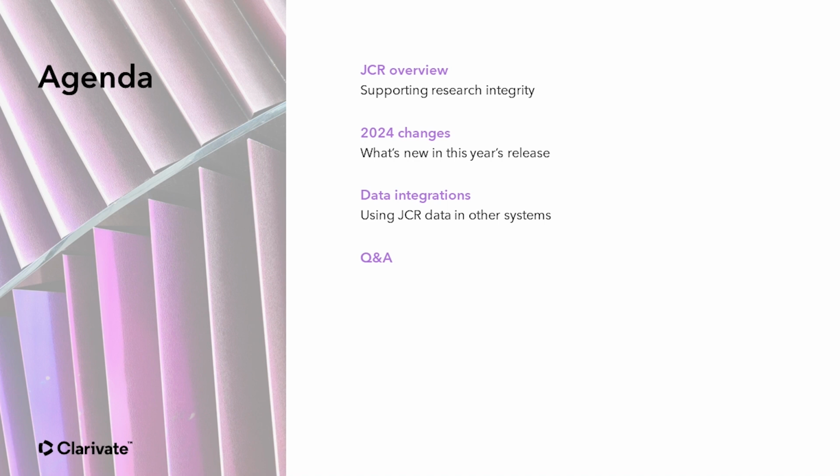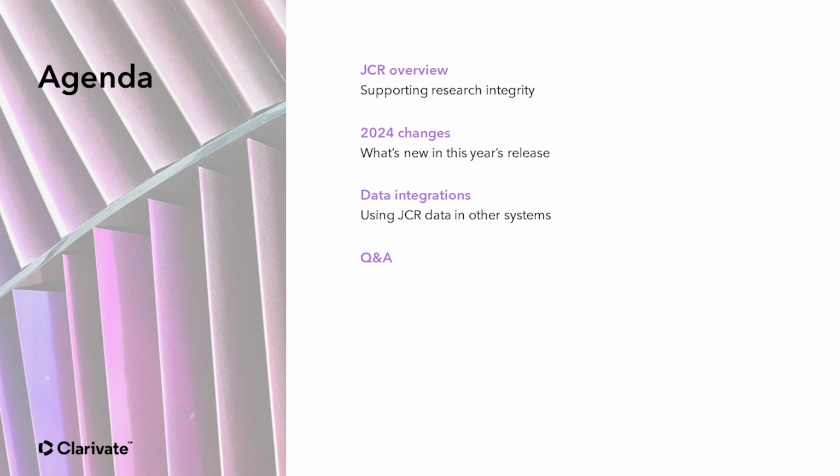So I'll start with the Journal Citation Reports, or JCR, overview and how JCR can help you support research integrity. Then I'll speak about the 24 changes. So this new edition comes with a few changes in this year's release. And then I'll cover the data integrations where you can find JCR data in other systems. And hopefully we have enough time for questions and answers.